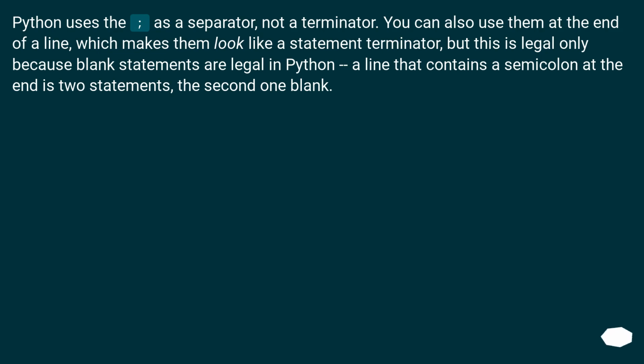Python uses them as a separator, not a terminator. You can also use them at the end of a line, which makes them look like a statement terminator, but this is legal only because blank statements are legal in Python. A line that contains a semicolon at the end is two statements, the second one blank.